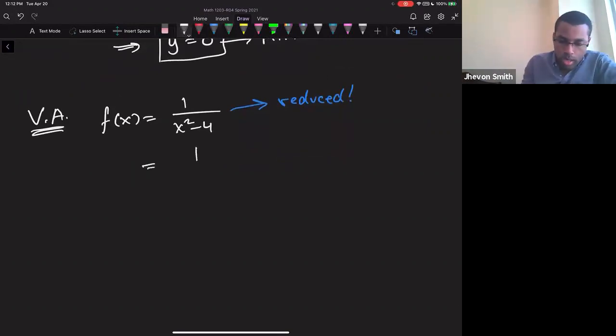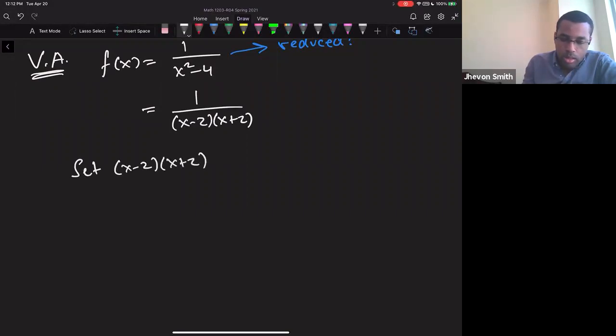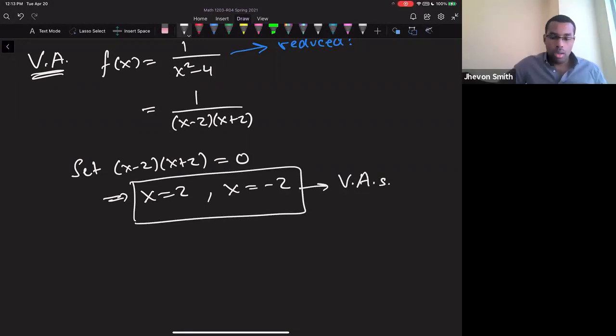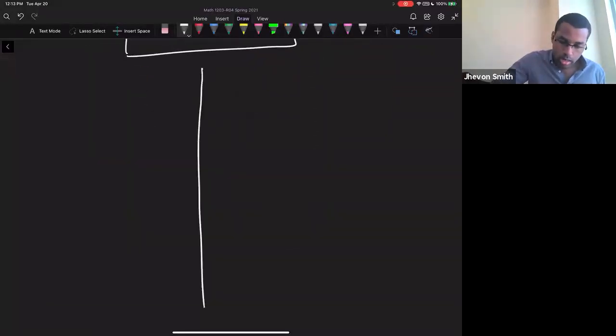So what we can do is we realize that this is x minus 2 times x plus 2. So set that guy equals 0. This gives you x equals 2 or x equals minus 2. And these are the VAs, it has 2 of them. And we can see what's going on here.